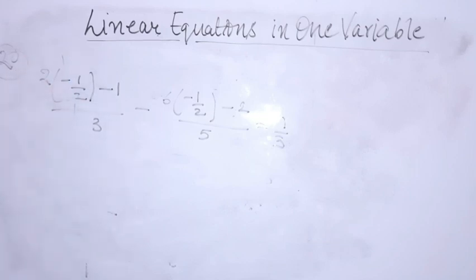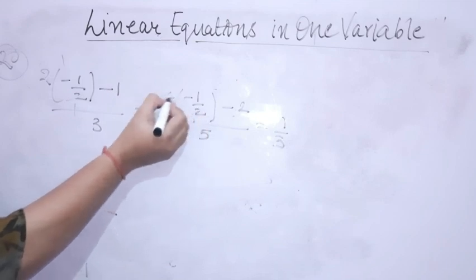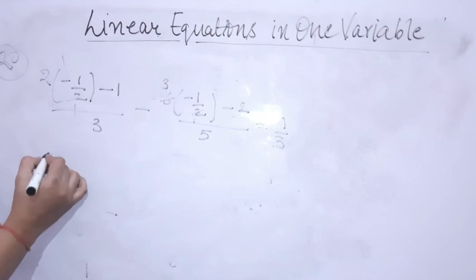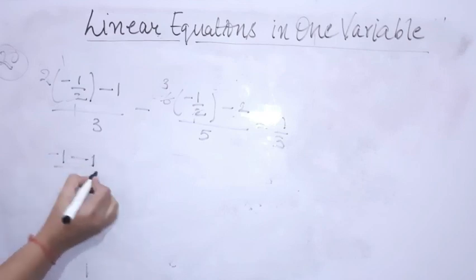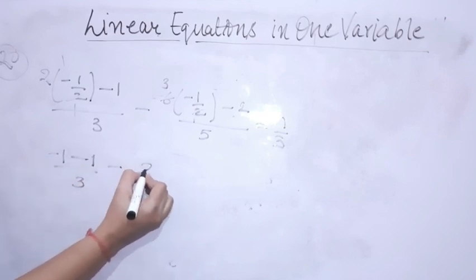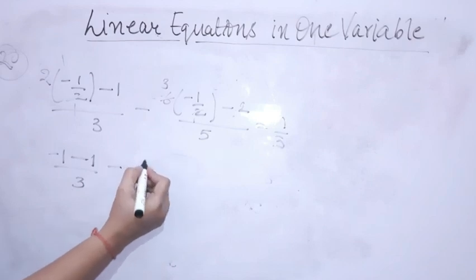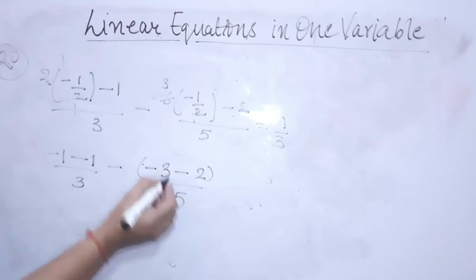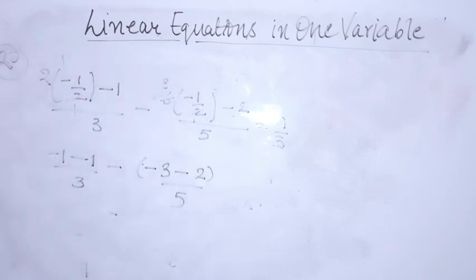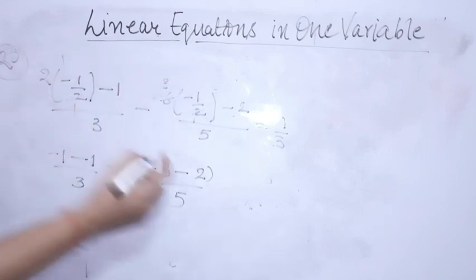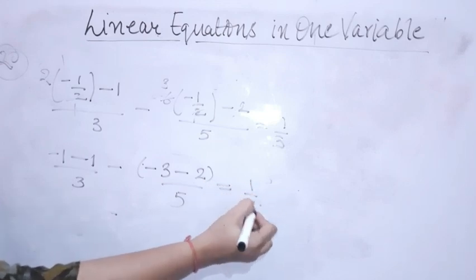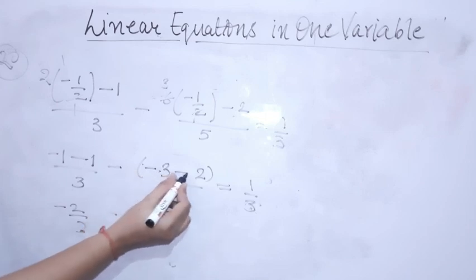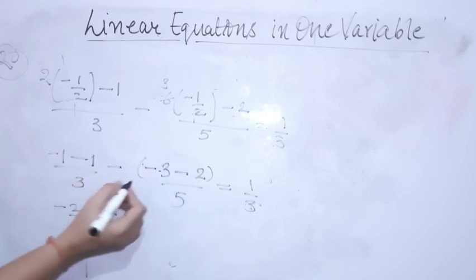Okay. Now here 2 ones are 2, 3 ones are 3. So it will become minus 3. Here it will be minus 1. So minus 1 upon 3 minus, here it will be minus 3 minus 2 upon 5, because 3 ones are 3 and there is a negative sign. So it will be minus 3 is equal to 1 upon 3. Now minus 1 will be minus 2 upon 3, minus 3 minus 2, it will be minus 5.